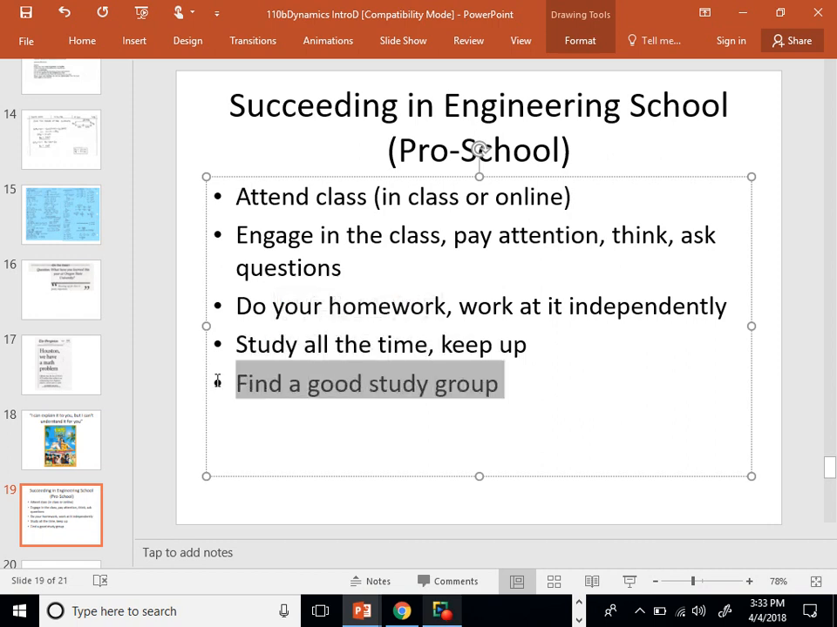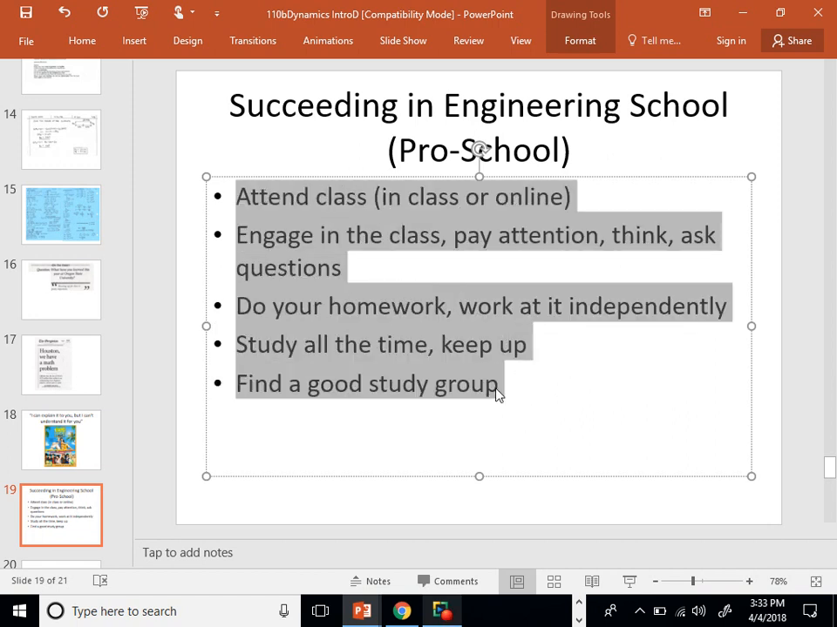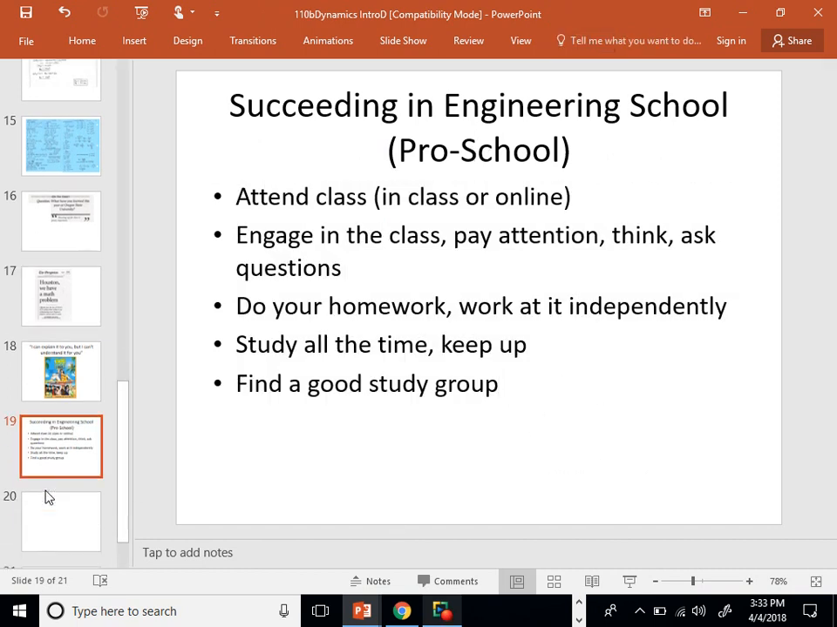Find a good study group, okay? And I'm not just harping at you. These are proven, researched facts. This is how people learn. This is how it's done. Do it if you want to succeed here, and if you want to succeed in engineering school. That's just how it is. So we good with that? We got any questions on any of that?